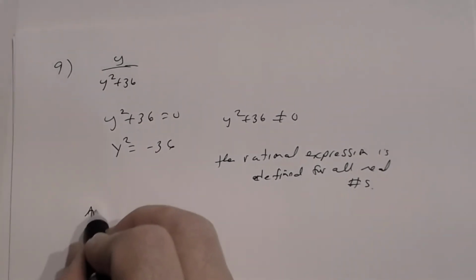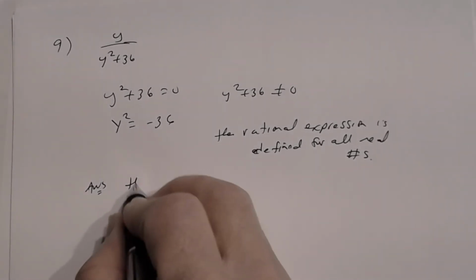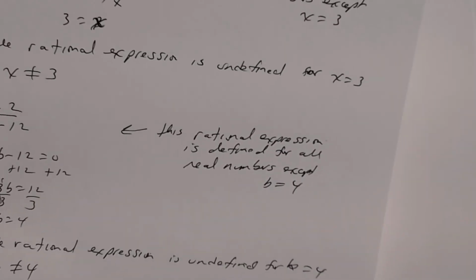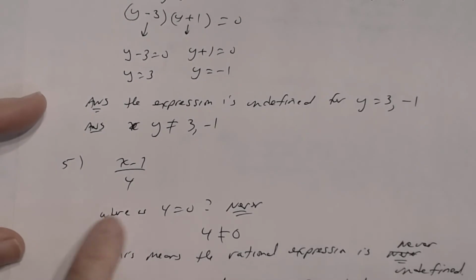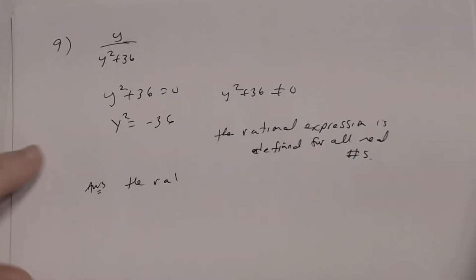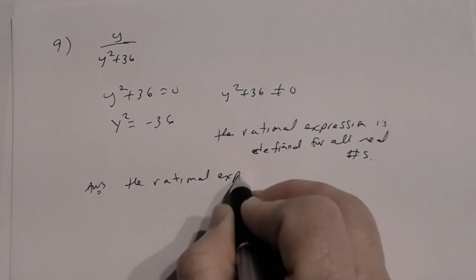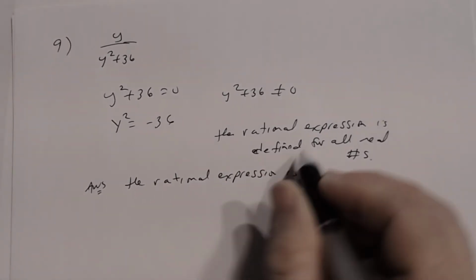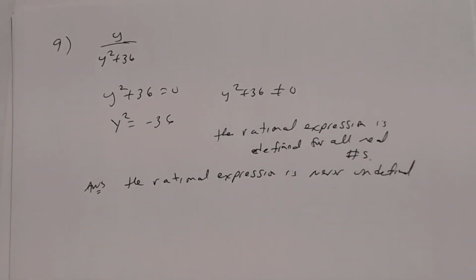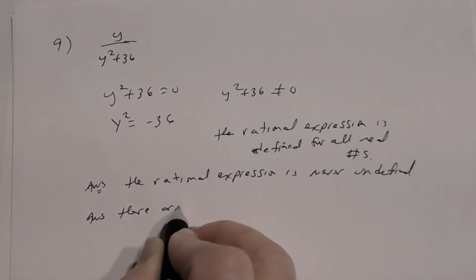Okay, so in terms of the answer, you would say something like the rational expression, and remember, it goes back to the one we had earlier. Let me just quickly find it. So it's kind of like this one here. Remember how this rational expression was never undefined? And so you can say one of these three things right here. And that's the same thing here. This is never undefined. So the rational expression is never undefined, something like that. You can say something like there are no values.